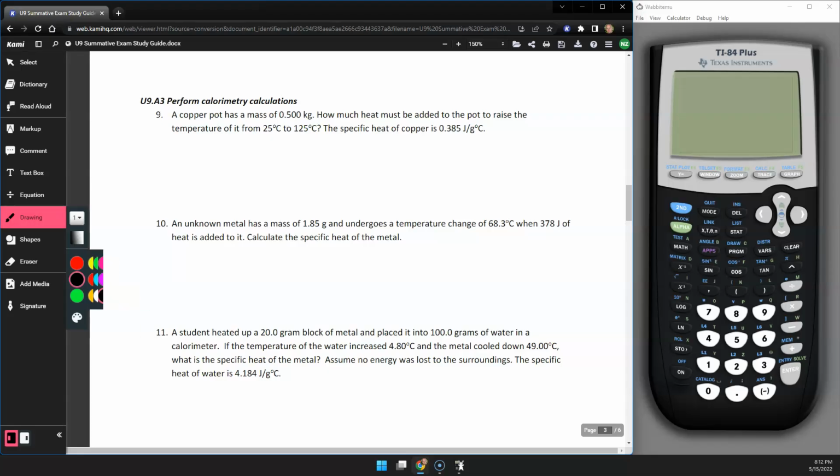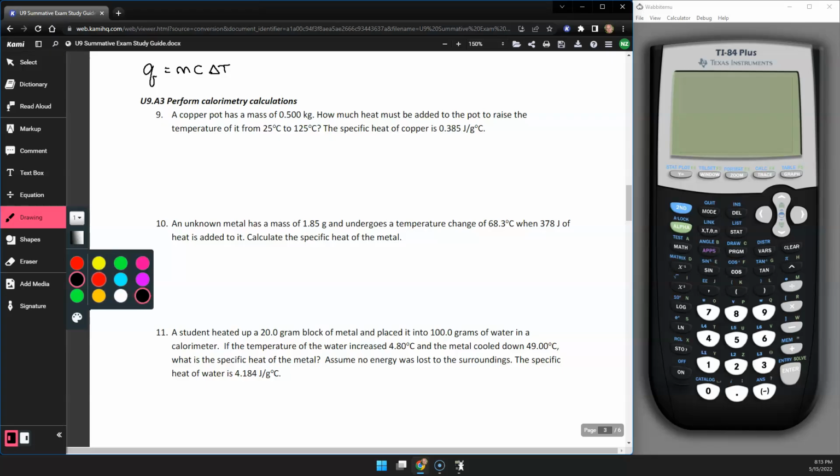So the equation that we use is Q equals mc delta T. Okay, that's the whole concept here. Q is the amount of heat energy, m is the mass, c is the specific heat value, and delta T is our change in temperature.